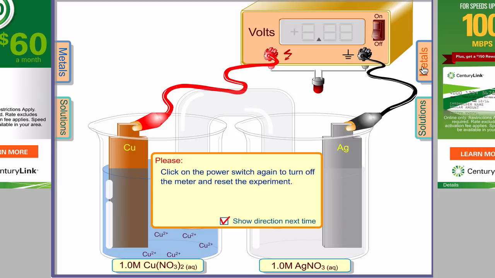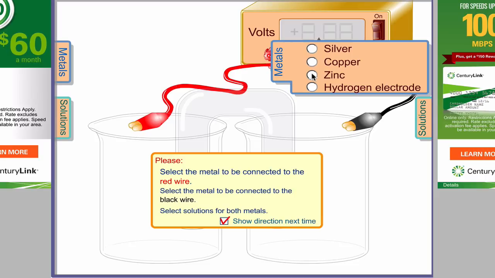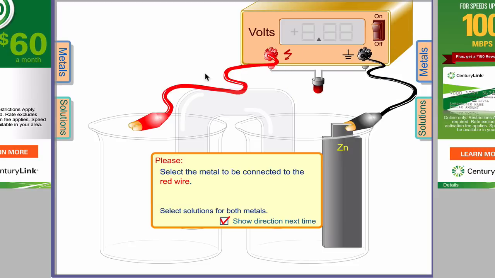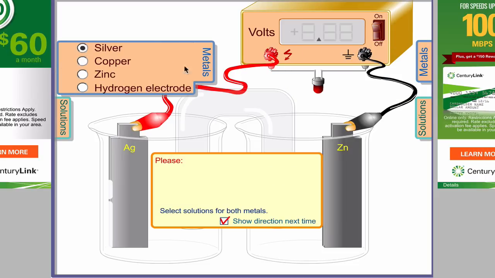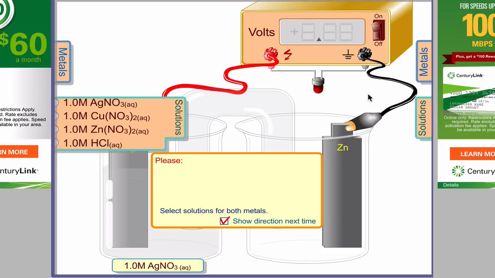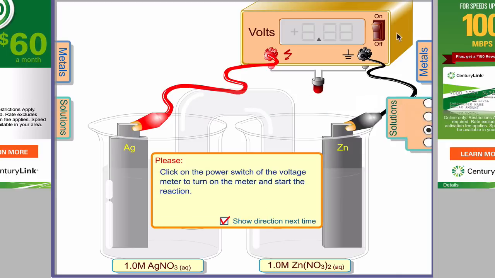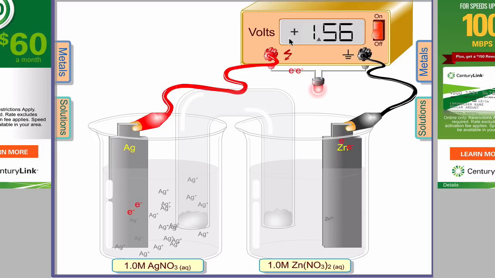Now if I swap out my metal, turn my switch off again, and change my metals, let's say I use zinc now with silver instead, and I get my silver nitrate solution and my zinc nitrate solution, and I turn this thing on. Okay, notice how our voltage now is 1.56. Before it was 0.45. There's a mathematical way to calculate what this voltage is going to be, and we'll learn that here in a day or two.